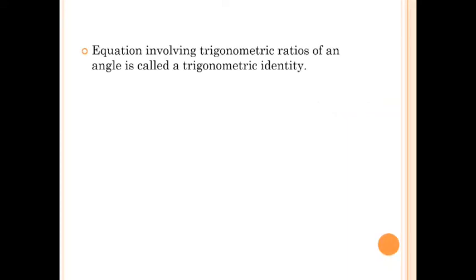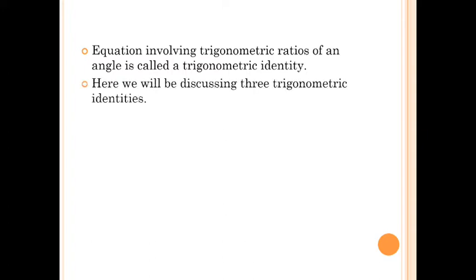So what is a trigonometric identity? The equations involving the trigonometric ratios of an angle are called trigonometric identities. Here we will be discussing three trigonometric identities. Before that, we should know what trigonometric ratios are. We are familiar with that.